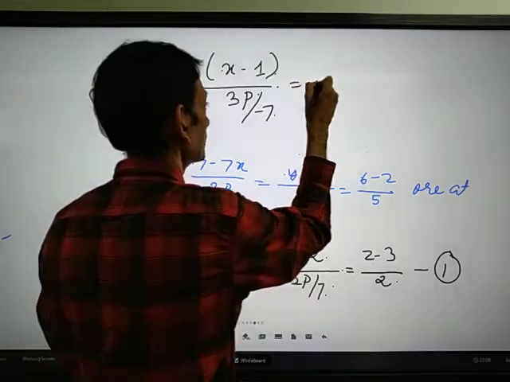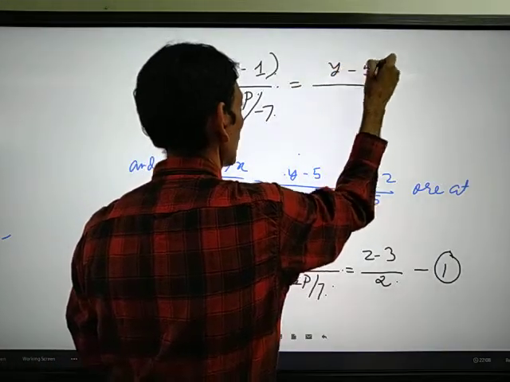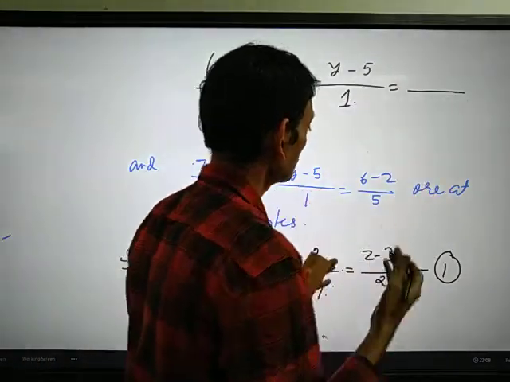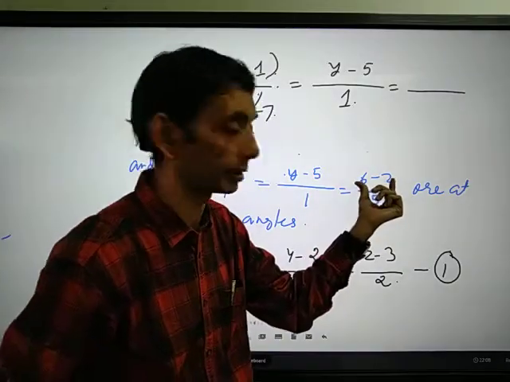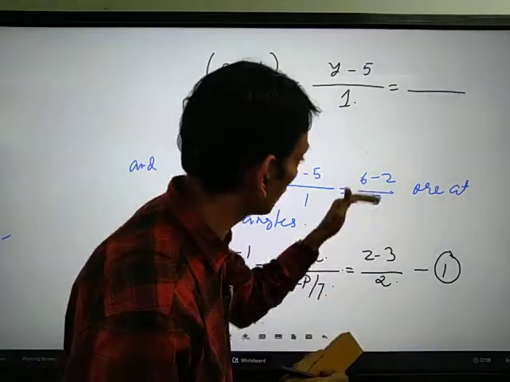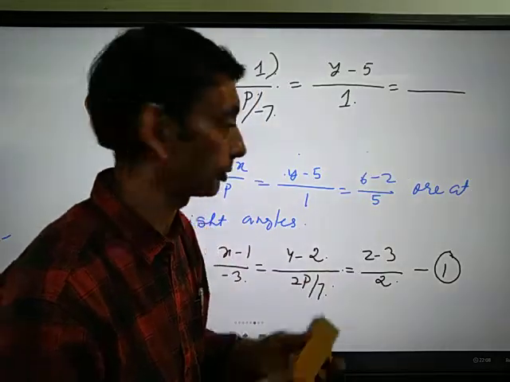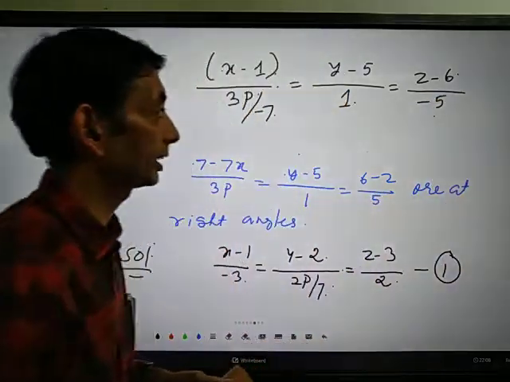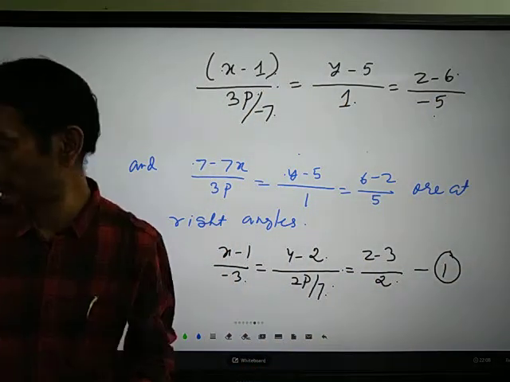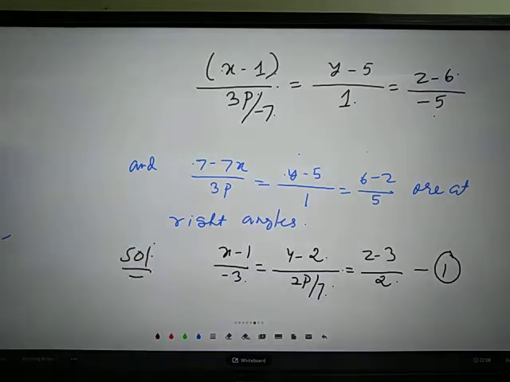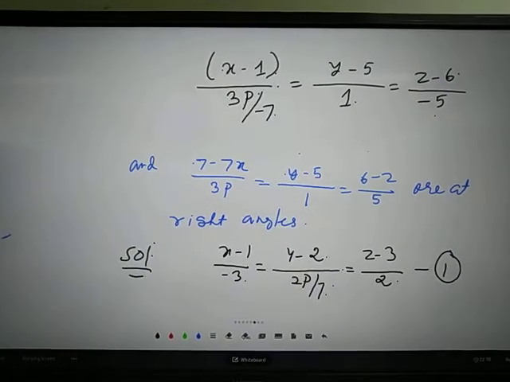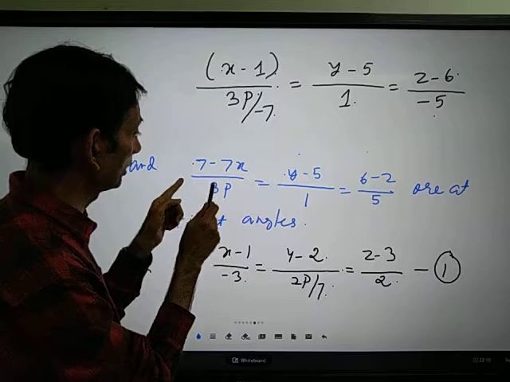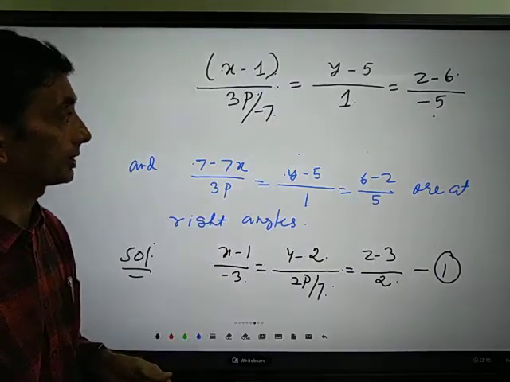Fine. So this second term is given already in standard form, y minus 5 by 1, and the third term is given as 6 minus z by 5. So you need to change the order. If we change the order, you need to multiply both numerator and denominator by minus 1. So it will be z minus 6 by minus 5. Okay, we have converted the second equation also in standard form.